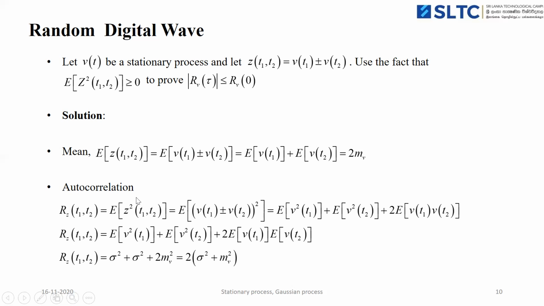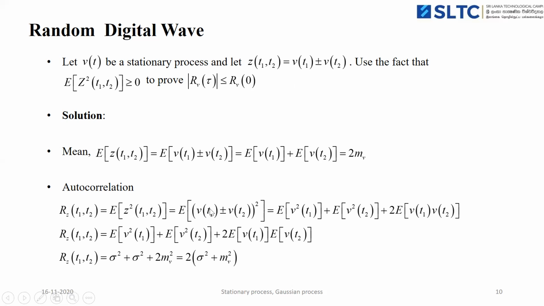And we can find out the autocorrelation for this random process, that is R_z of t1 comma t2. The given random process is observed at two different times, right? So we have to take that random process and square it without changing the time. So the expectation of z squared of t1, t2, substitute that z function, that is v of t1 plus or minus v of t2.